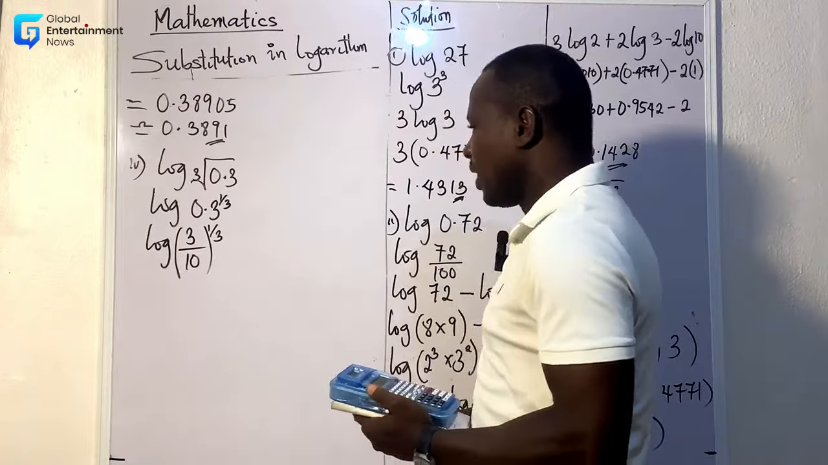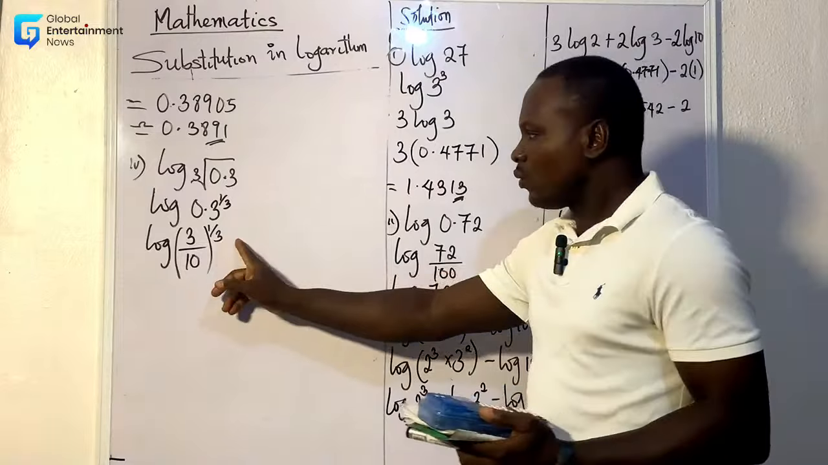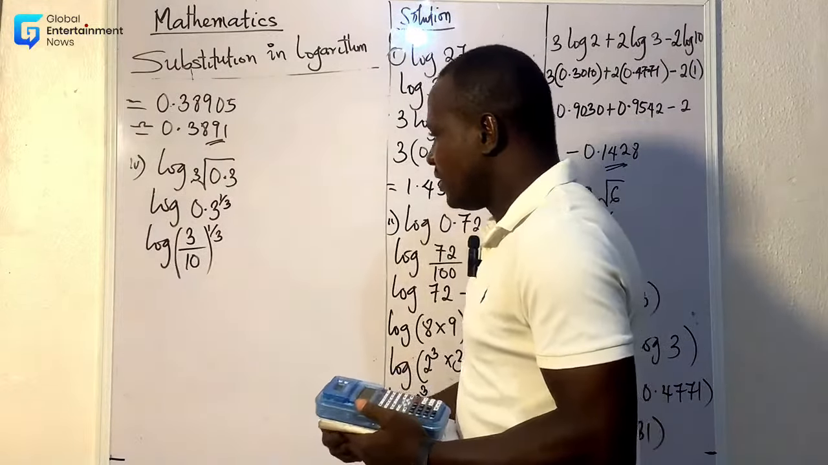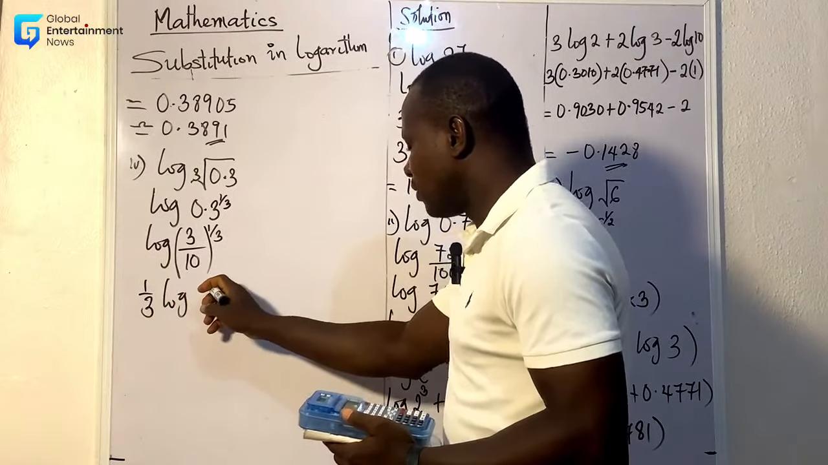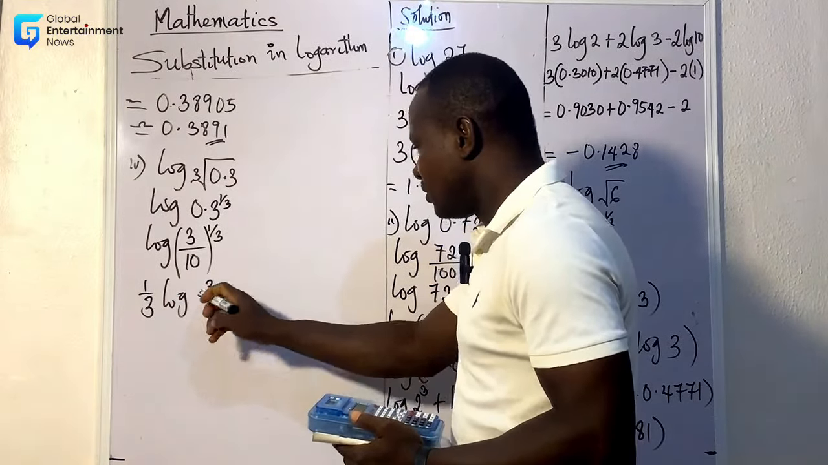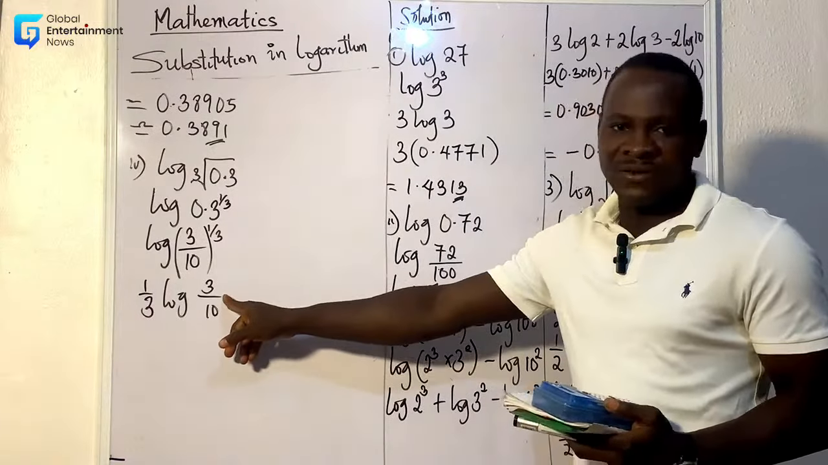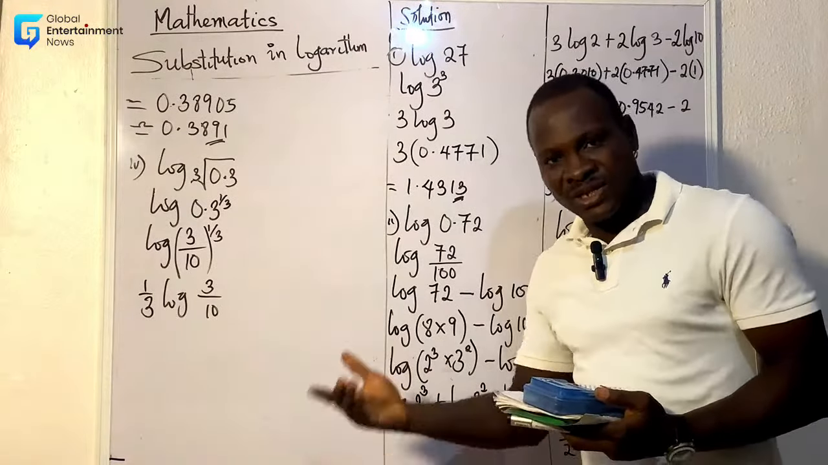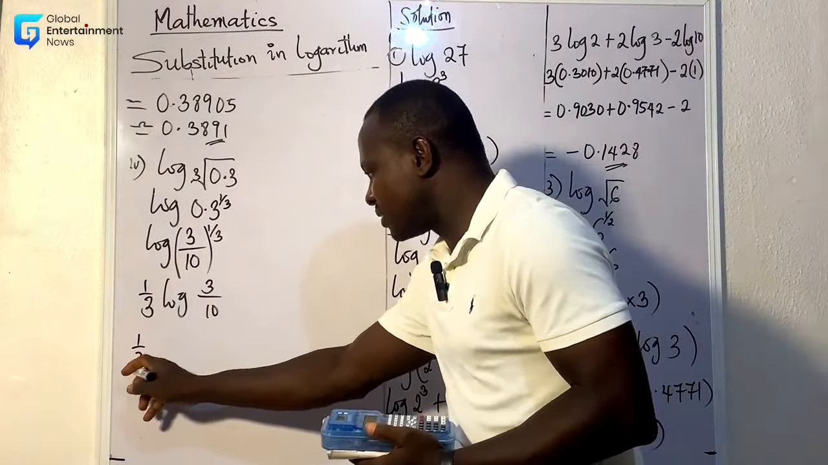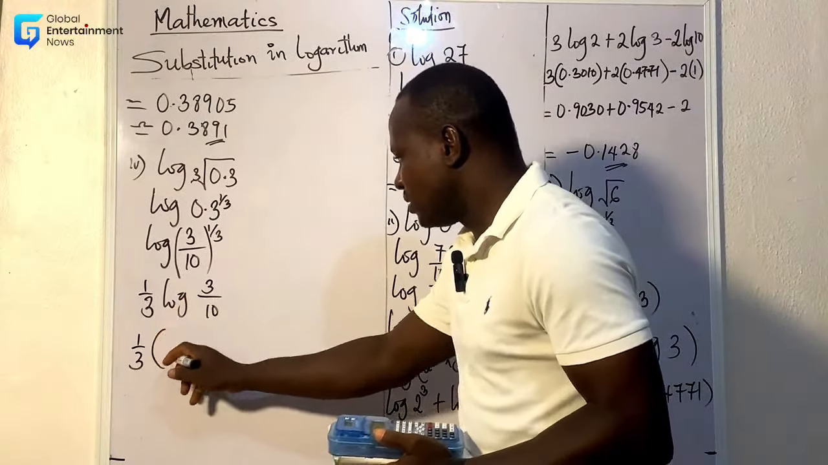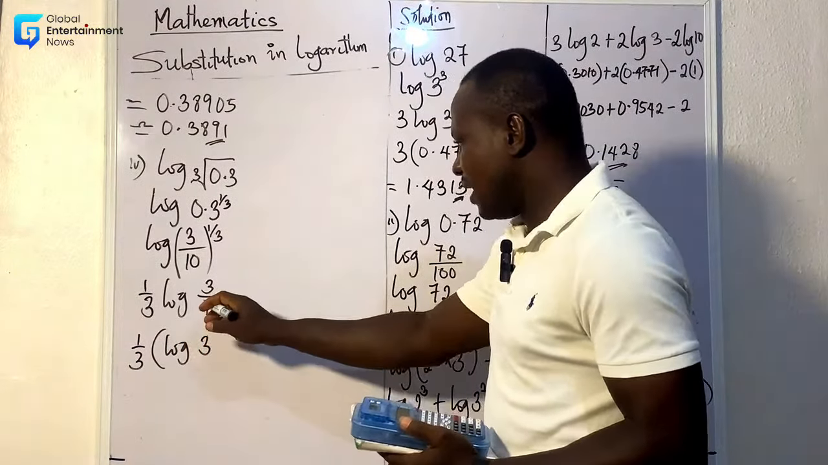And if you could remember, the power cannot stand like this. We take it to the front. It will now be 1/3 log 3/10. And the basic operation, which is division, will change to subtraction. It will now be 1/3, then bracket log 3, and then the next will be what?